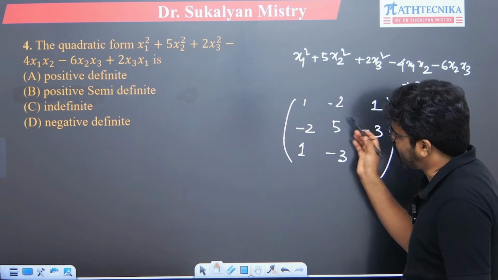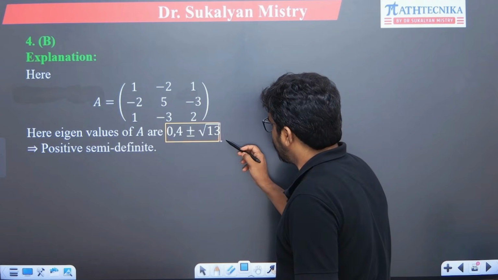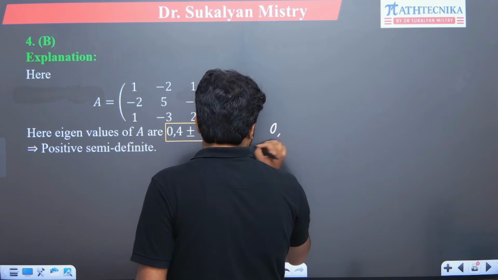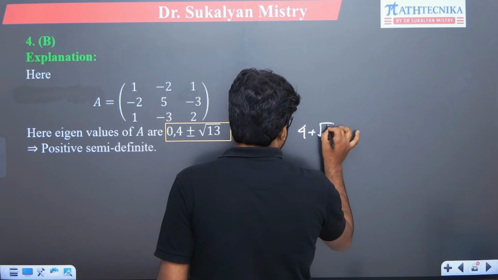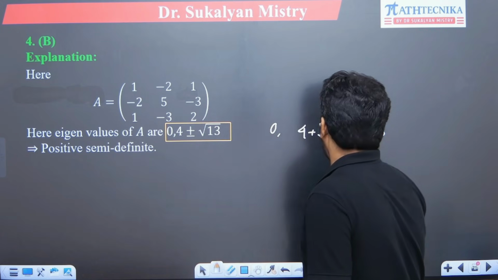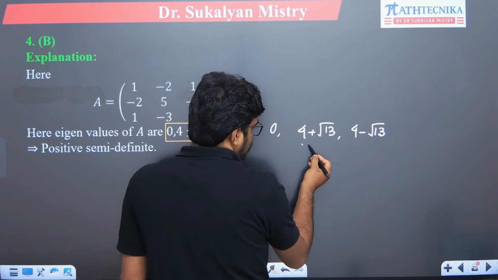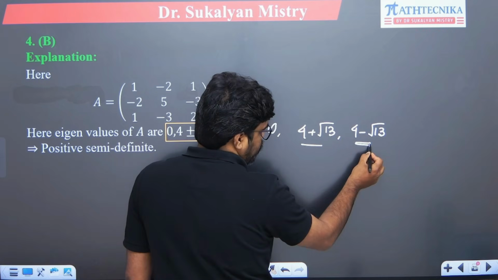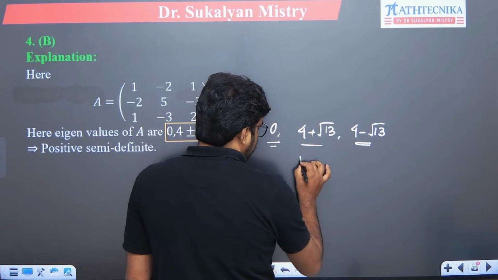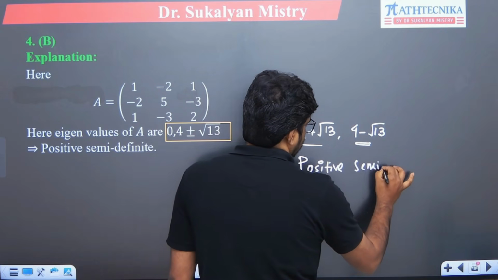So if we calculate the eigenvalues, the eigenvalues are 0, 4 plus root 13, and another eigenvalue is 4 minus root 13. Okay, so this is positive, this is positive, right? One eigenvalue is 0, so that must be positive semi definite.